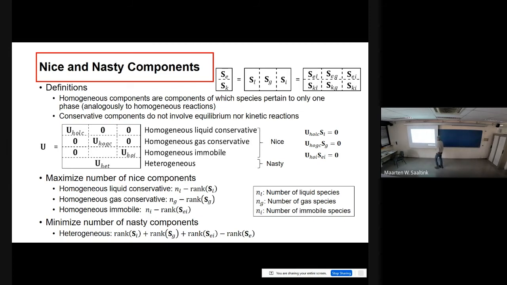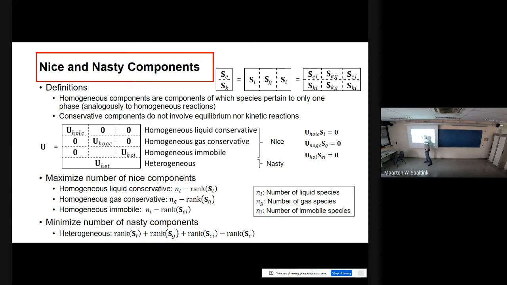Actually, these are very nice reaction components. And the reason is that they behave conservatively, and they always stay within the same phase. So it is like a conservative tracer or something. Which is very nice from a numerical point of view, but also we can maybe find some analytical solutions.